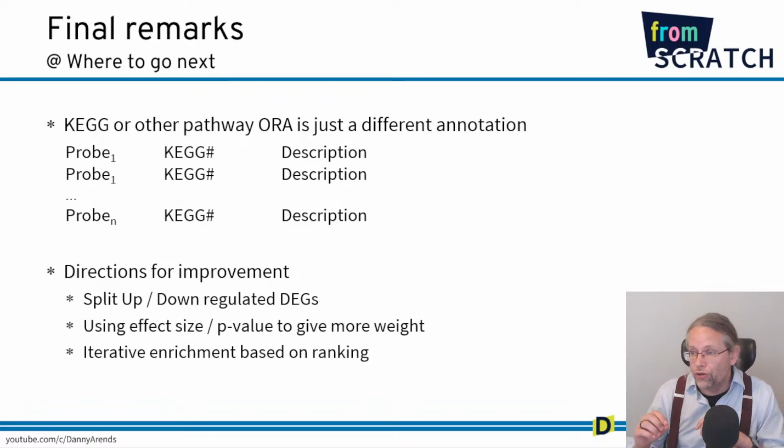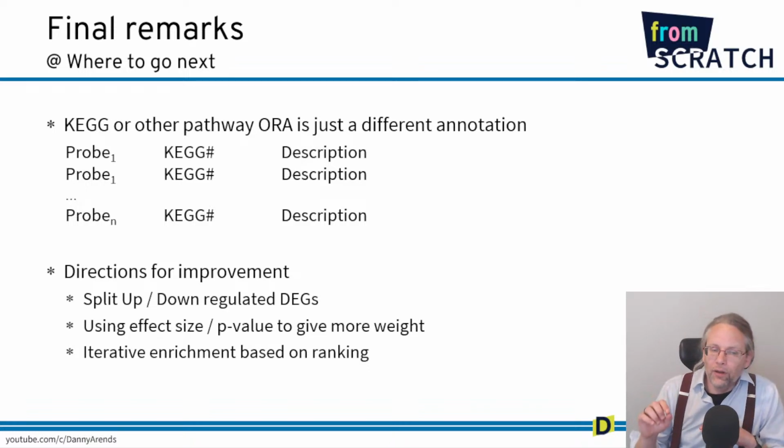We can also use the effect size or the p-value to give more weight, right? You would imagine saying that, well, if we look at genes which have a p-value under 1%, we're going to put in the ORA terms twice for this one. If they're only below 0.05, we're just going to put it in once, right? So you could weigh, or you could add more categories, or you could duplicate the entry for certain genes, right?